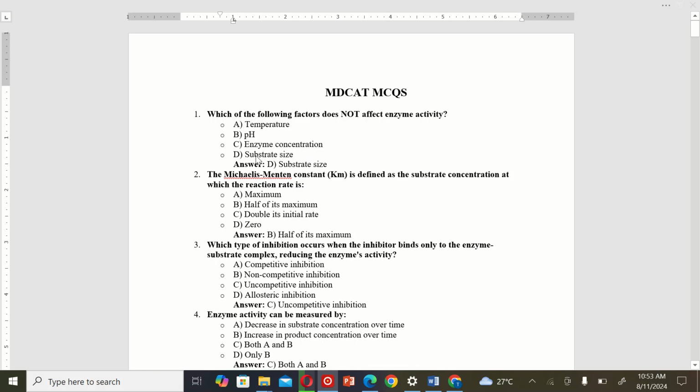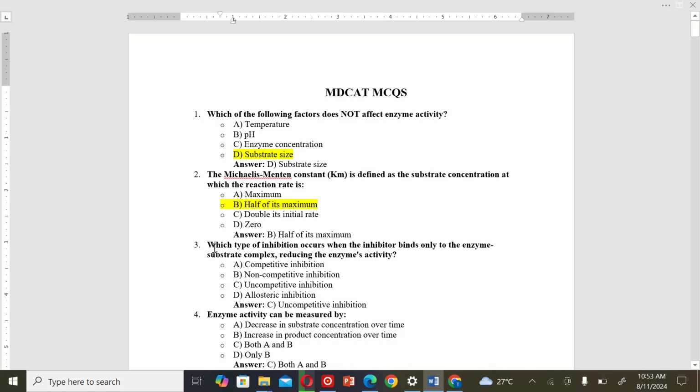Enzyme concentration and the substrate size. So the correct option is D, substrate size. The next MCQ is: the Michaelis-Menten constant is defined as the substrate concentration at which the reaction rate is A. maximum, B. half of its maximum, C. double its initial rate, and D. 0. So the correct option is B, half of its maximum.